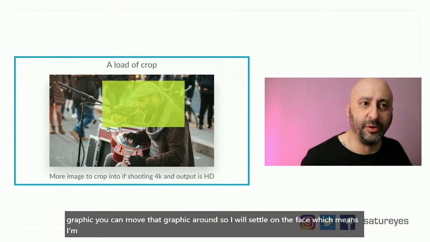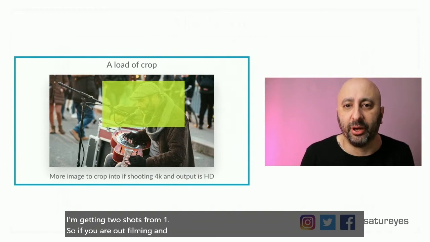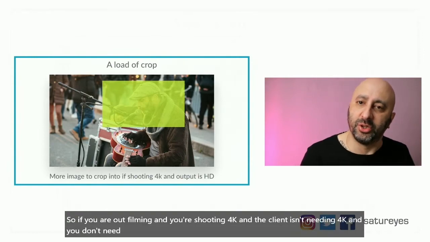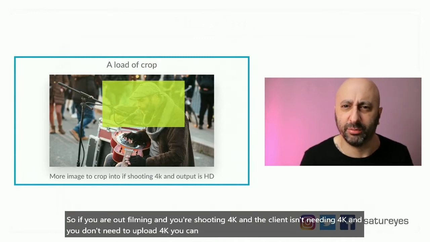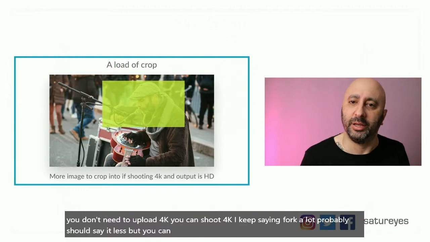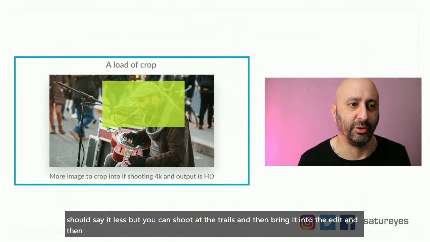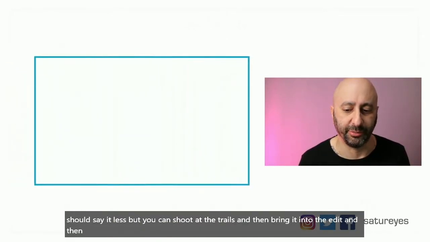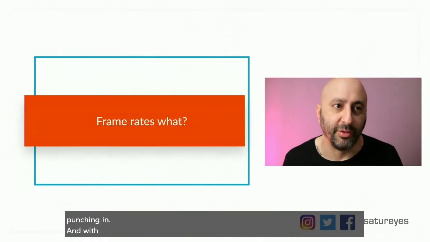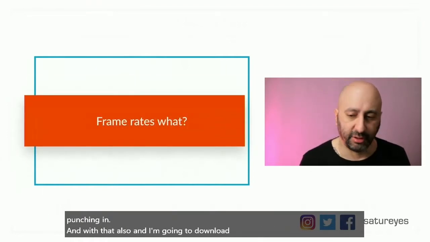So if you're out filming and you're shooting 4K and the client isn't needing 4K and you don't need to upload 4K, you can still shoot at that res, and then bring it into the edit and expand it later on, which is what's known as punching in. And I'm going to demo this too, so don't worry, there's not going to be a test at the end.